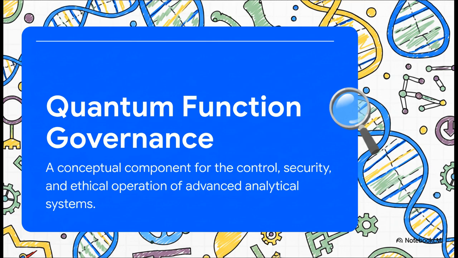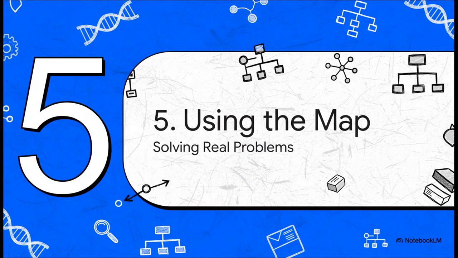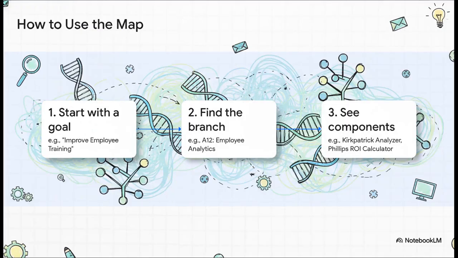Think of it like a universal safety switch and an ethical compass that's built right into every analytic component. As these AI-powered systems get more and more autonomous, this gene is what makes sure every single action, no matter how small, is secure, ethical, and doing exactly what it's supposed to. So, what do we do with all this? In our final section, let's look at how this family tree becomes a practical, usable map for solving real-world problems. It's really just a simple three-step process.